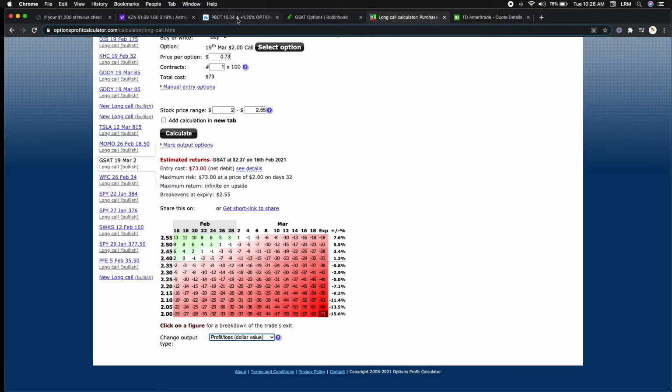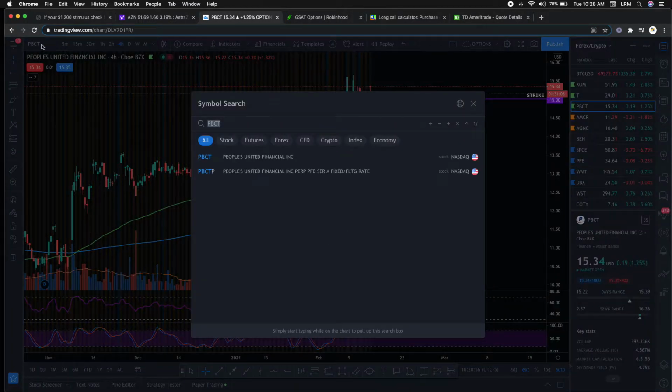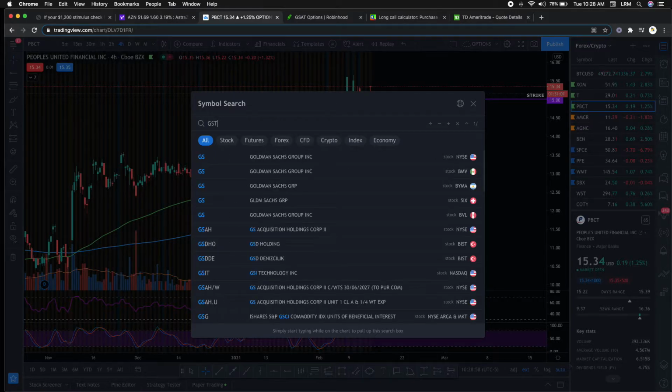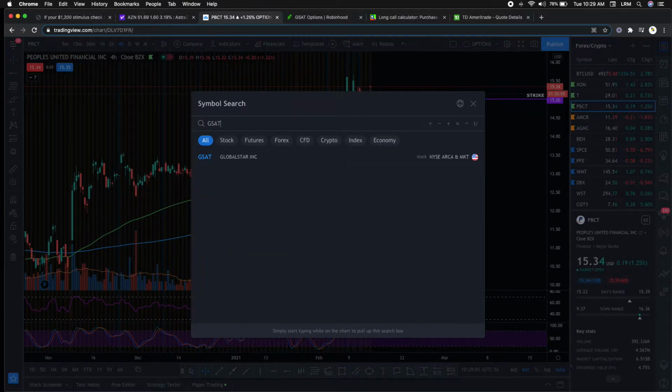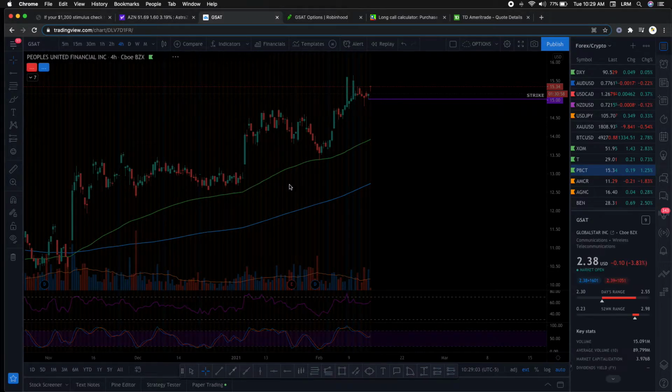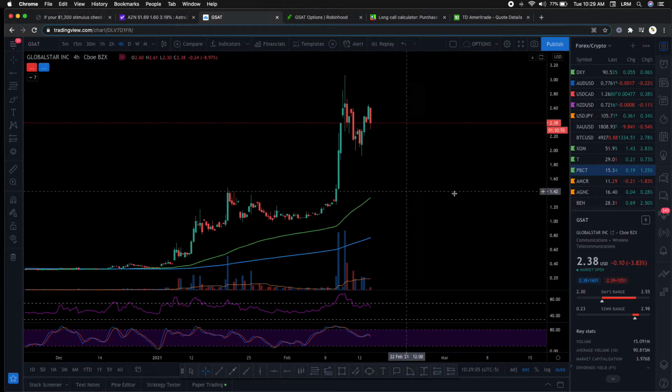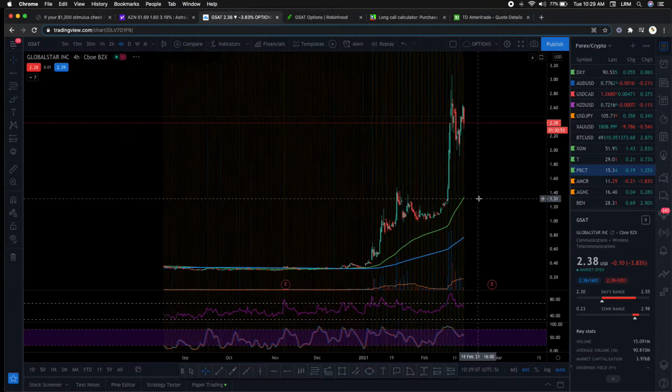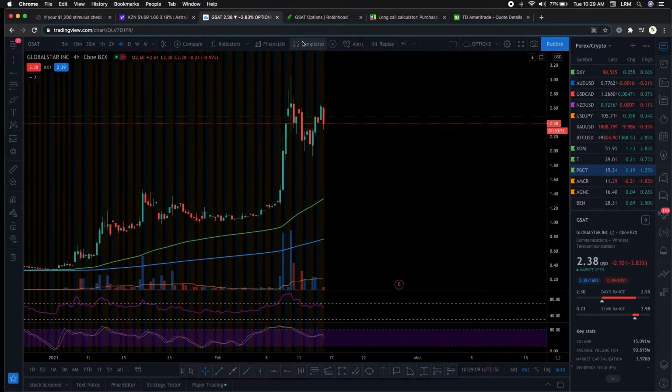So if we go over to the chart and pull up GSAT, Global Star, we can see the chart. I'm on a 4-hour chart right now. And you can see that it hit a little peak up here at $3.06. So if you're bullish, you could be thinking, oh, it might go up to $3.06.